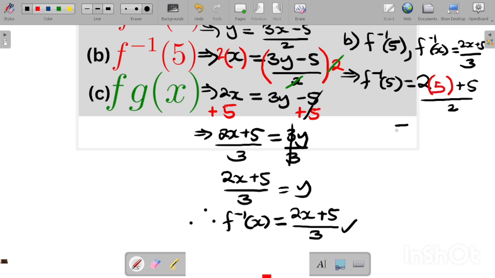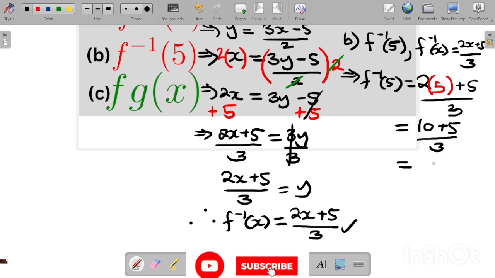Then we're going to have 2 times 5 is 10 plus 5. Sorry, this is a 3. You can see that this is a 3. Then over 3 is equal to 10 plus 5 is 15 over 3. And finally, the answer is 5 when you divide 15 by 3.